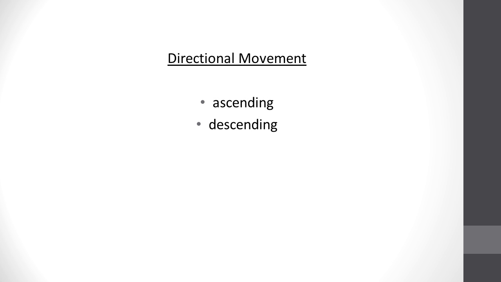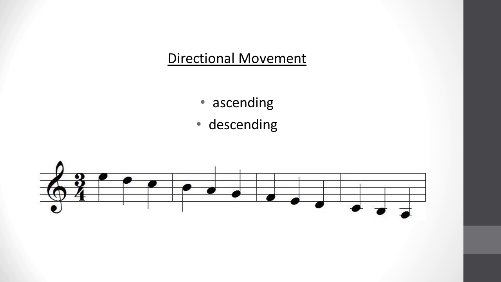A well-written melody must consist of both ascending and descending motion. If the directional movement was always moving in the same direction, the music would become very dull and uninteresting. Here is an example of a melody that moves in only one direction, descending.